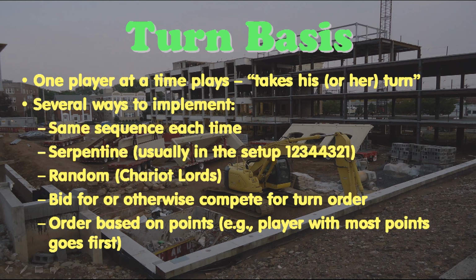You can pass who goes first around the table. So the first person plays first in the first round, the second person plays first in the second round, third person plays first in the third round, and so on. You can have the turn order based on points or something else that can be objectively measured quickly. You might have the player with the most points go first, or you might have the player with the fewest points go first.